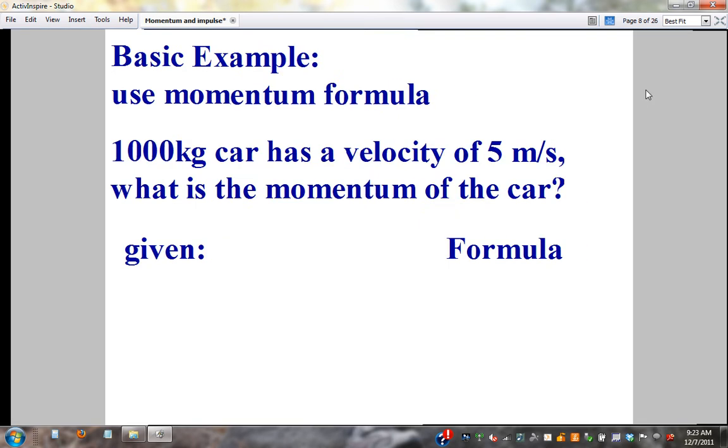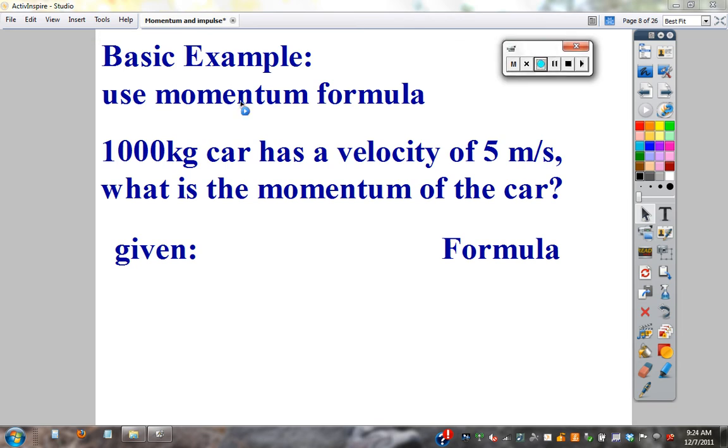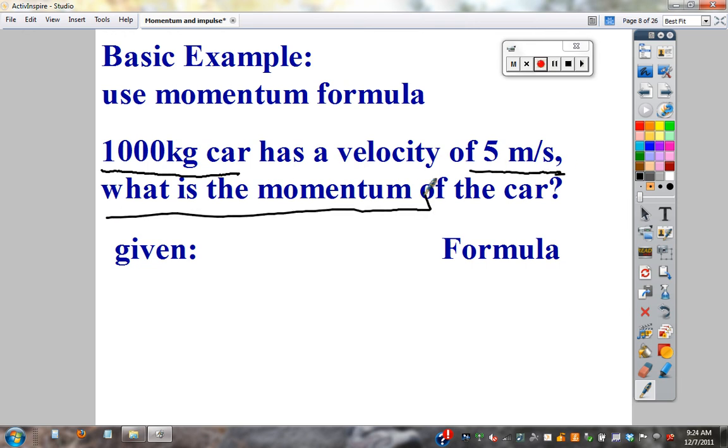We'll ignore this review. Alright, so write down this basic example. The first thing I'm going to ask you to do to get a C is just use the momentum formula. For example, pause if I'm going too fast, but write this down and do what I do. We have a 1,000 kilogram car, velocity of 5 meters per second. What is the momentum? Given. Momentum equals mass times velocity. That's our formula, sorry.